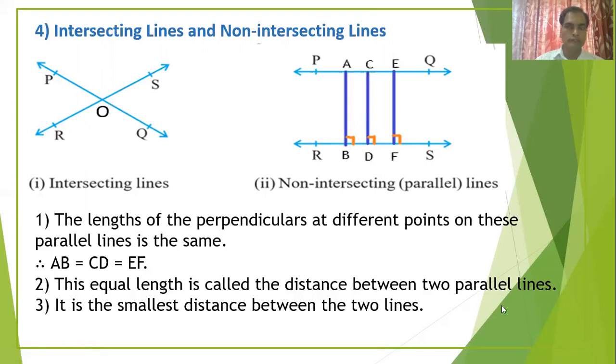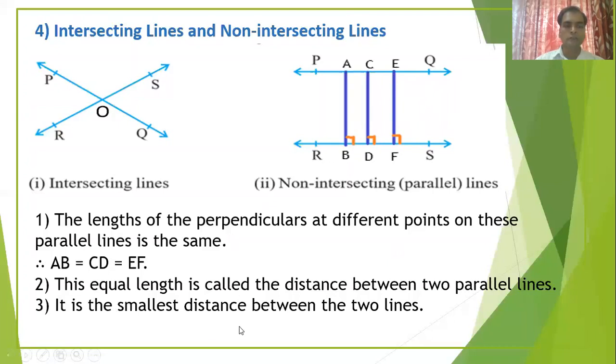In short, we can say that the length of the perpendicular between two parallel lines is always the same. We can draw here, like at B, D, F, we can take many points or infinite points, but the length of all the perpendiculars will always be the same or equal. Next, the second point: this equal length is called the distance between two parallel lines. So the distance between two parallel lines is always the perpendicular distance.